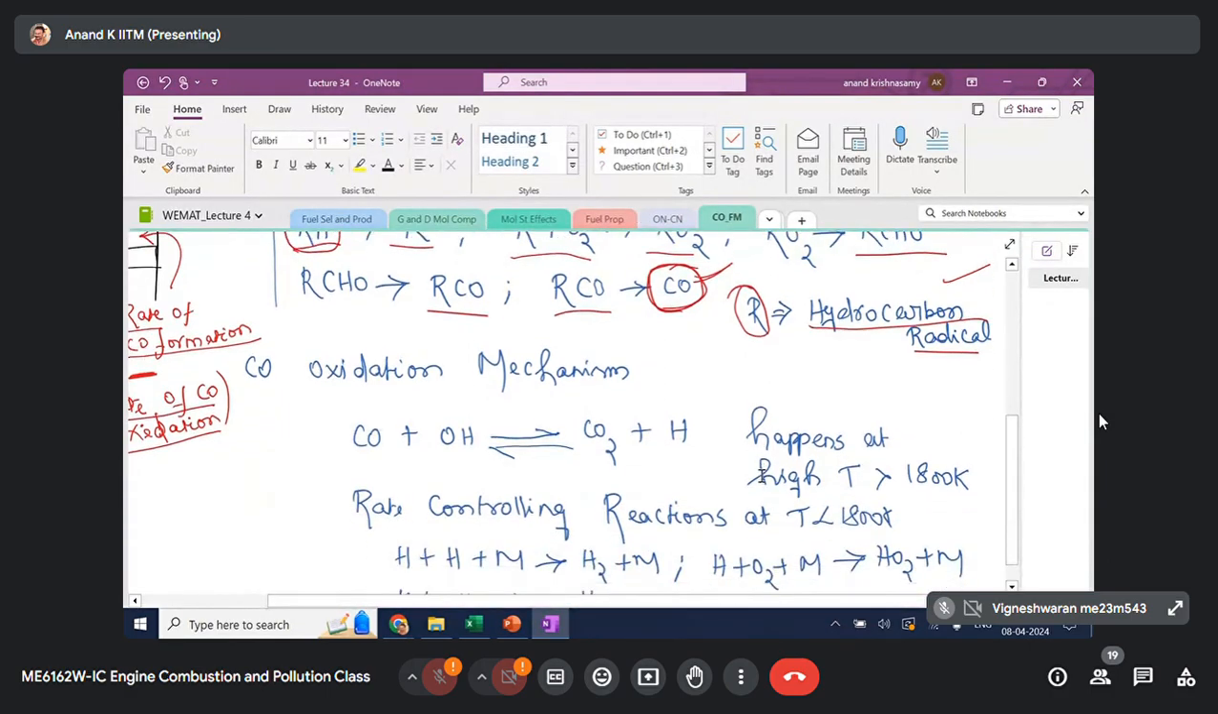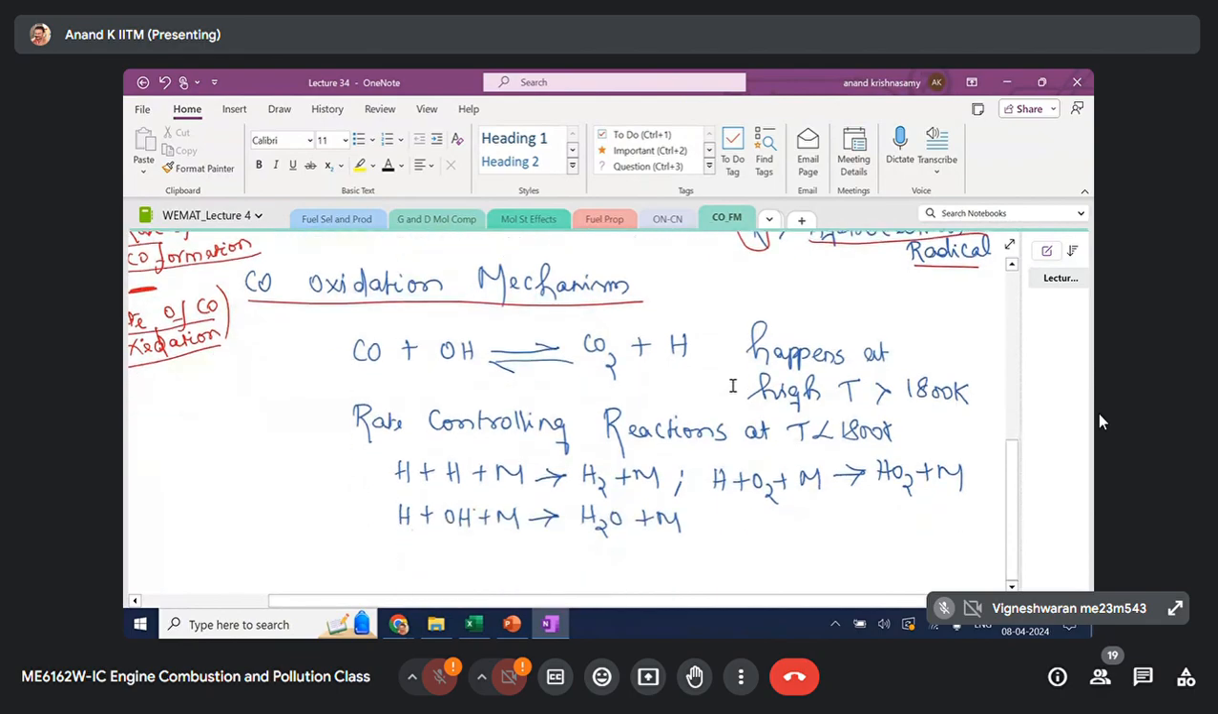Whatever CO forms in the cylinder, a considerable fraction of that CO is going to get oxidized to CO2. So there is a mechanism that governs the oxidation of CO to CO2. This is an important chemical reaction step that leads to CO2 formation from CO. CO is oxidized to CO2 in the cylinder itself. CO is a pollutant. CO2 is currently not a pollutant.